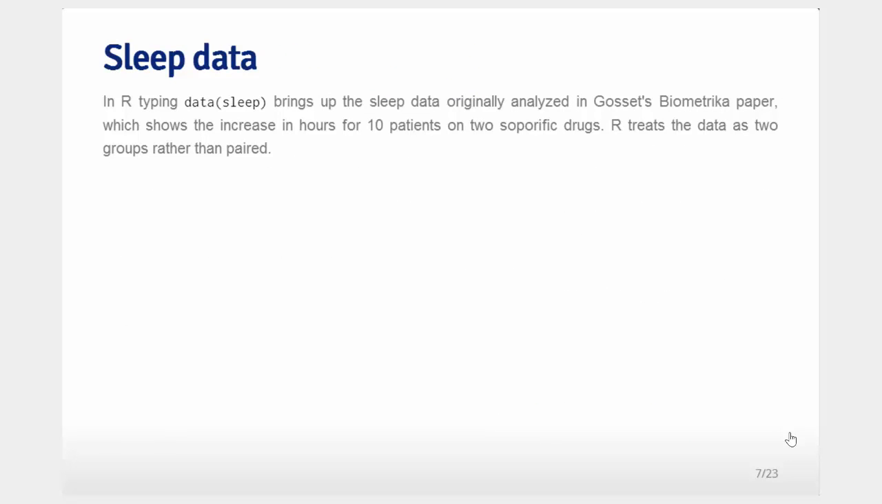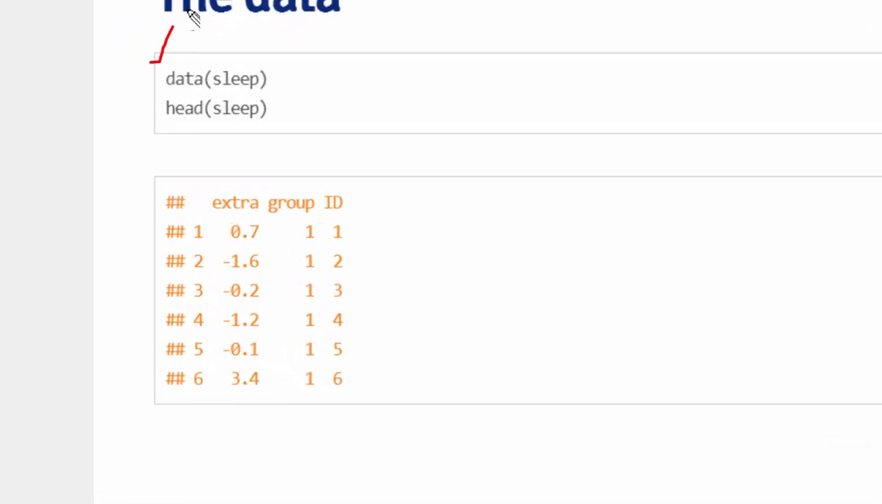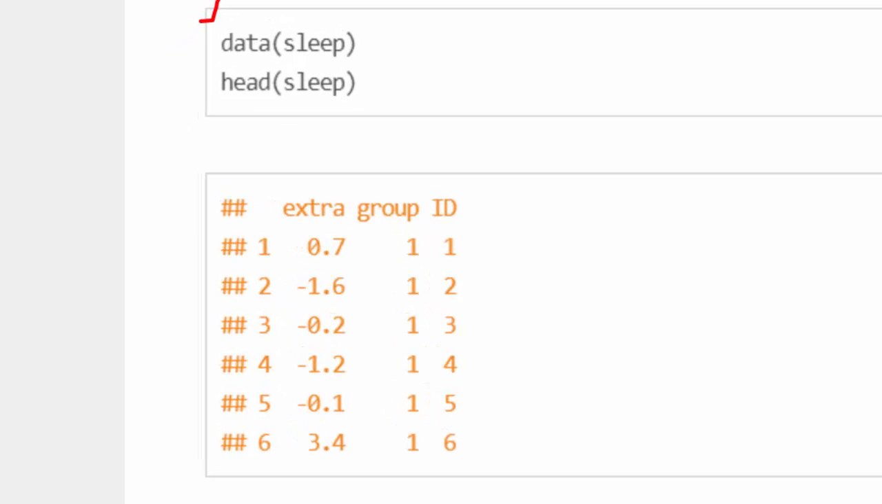In R, typing data(sleep) brings up the sleep data that was originally analyzed in Gosset's Biometrika paper. This shows the increase in hours slept for patients on 2 sleep medications. R treats the data as 2 groups rather than paired, but here we're going to treat the data as if they were paired. Here, data(sleep) will load the data.